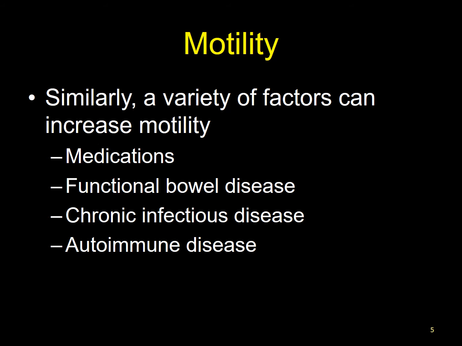Similarly, a variety of factors can increase GI motility. There are certainly medications that can speed up the gut. Reglan is one of them, and Propulsid is another one. We don't use Propulsid as much anymore. It's not widely available, but it is a GI motility agent. And then there are GI motility agents that are used for irritable bowel syndrome, and we'll talk about more towards the end of this slide set.